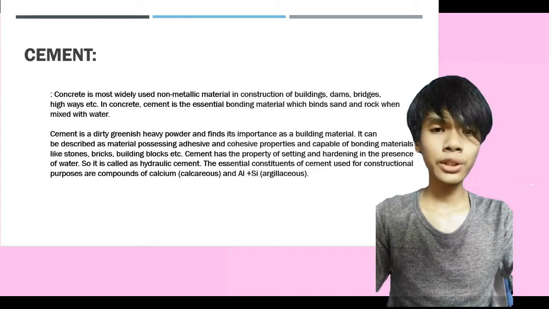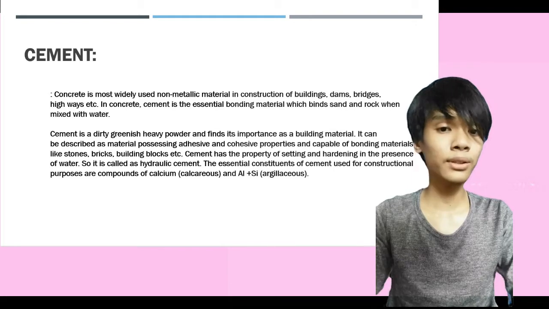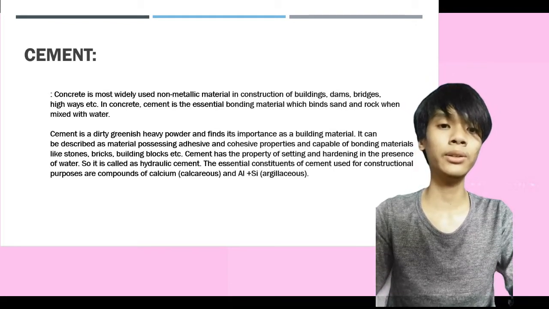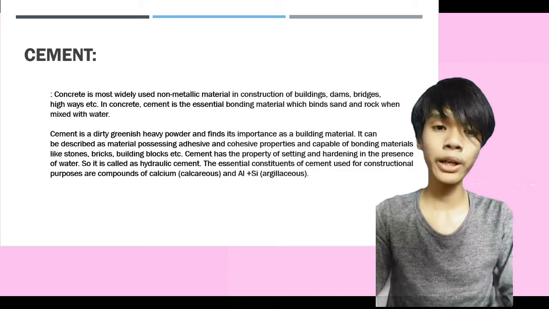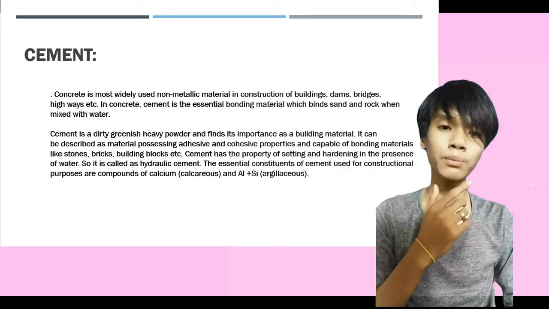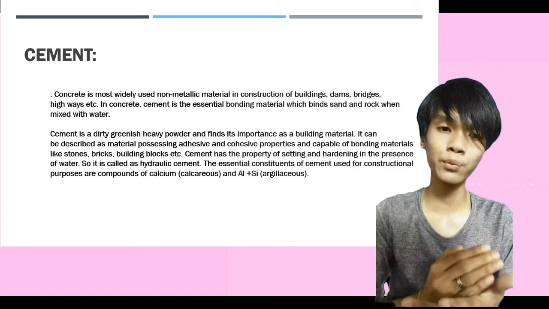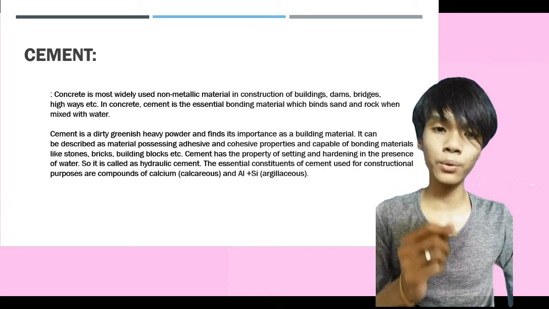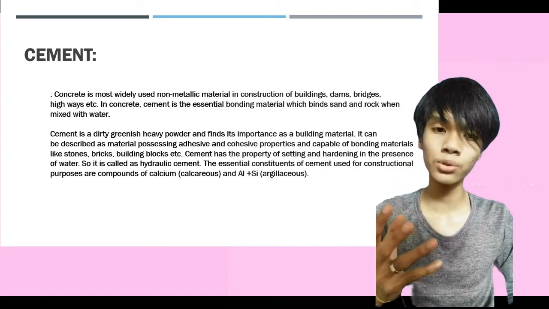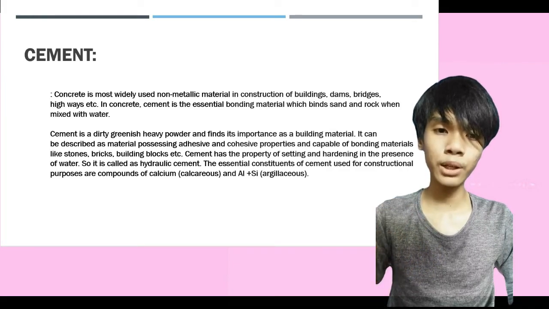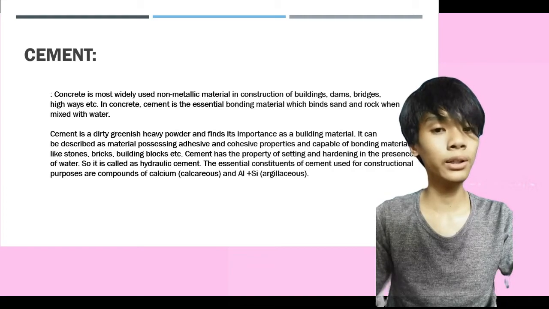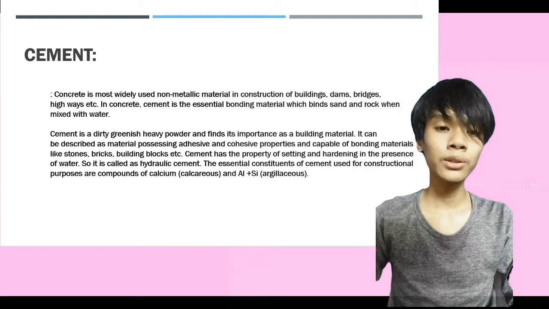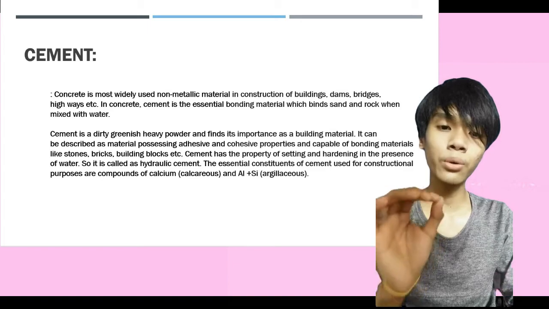The first engineering structure made of cement was the Thames River Tunnel in 1828. Cement is a dirty greenish heavy powder. It can be described as a material possessing adhesive and cohesive properties and capable of bonding materials like stones, bricks, building blocks, and etc. Cement has a property of setting and hardening in the presence of water, so it is called hydraulic cement.